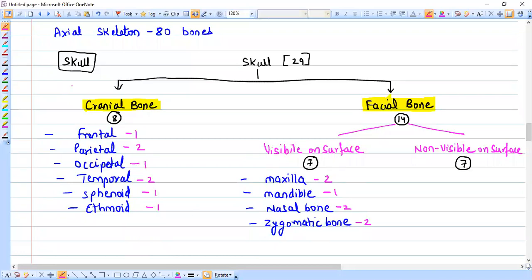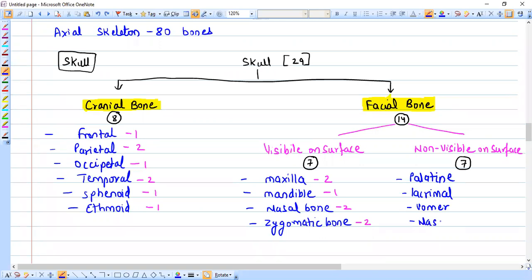And the ones which are not visible on the surface, first is palatine. When I use this word palatine, it logically means the palate: when you try to touch the roof of the mouth with the tongue, that is the palate. So it is palatine. We have lacrimal. It is present in your eye socket basically. Then we have vomer bone. Then we have nasal conchae.